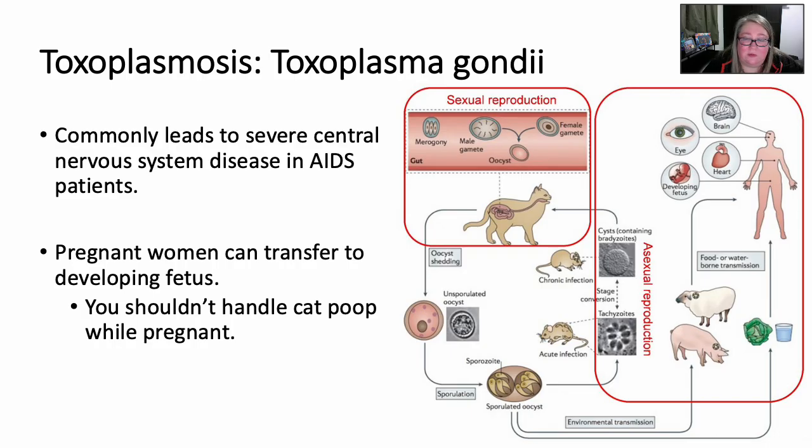Okay, let's move away from malaria for a bit and let's talk about toxoplasmosis. This is caused by the parasite Toxoplasma gondii. Toxoplasma is an intracellular parasite. It's an apicomplexan, just like malaria, which means that it has the apical complex that's going to allow it to enter the different cells.